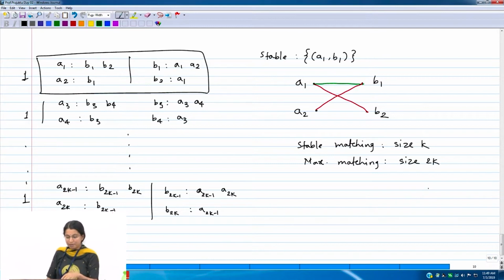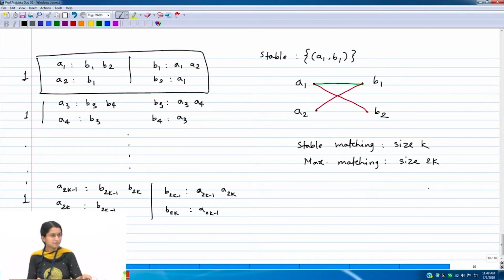So see, in stable matching, the property is that no pair of people wants to deviate. So we will compromise here, and we will say that some people may want to deviate, but the majority of people don't want to deviate.